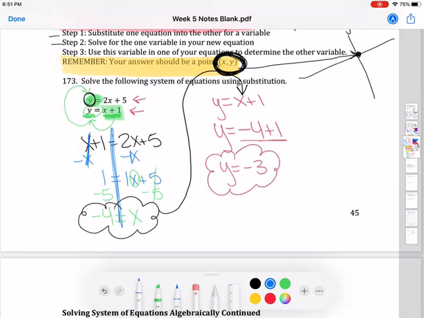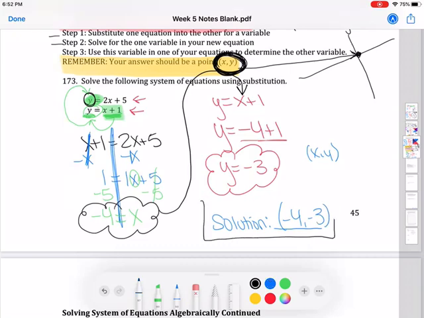So I have an x, I have my y value, I just need to write it in that x comma y format. So my final answer is negative 4 comma negative 3. And that's it.